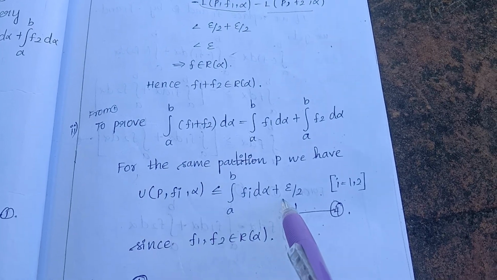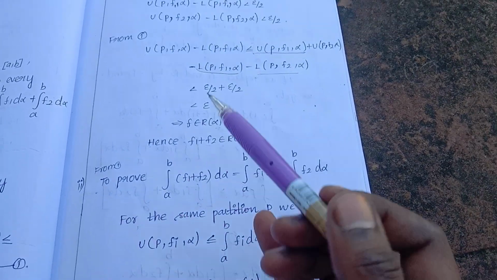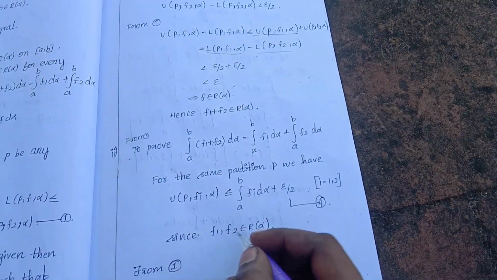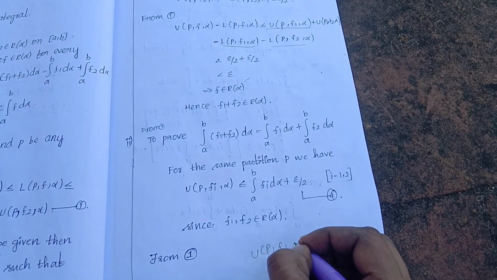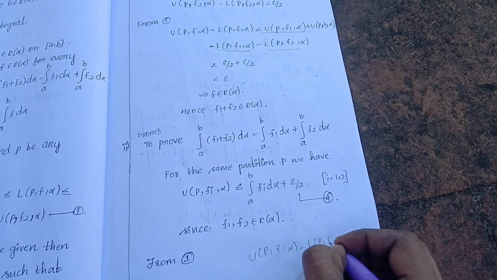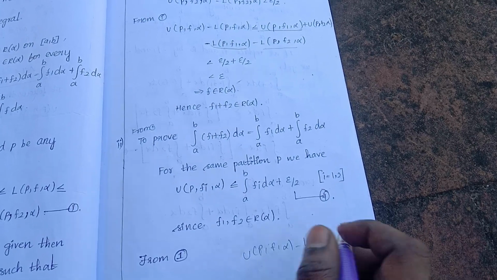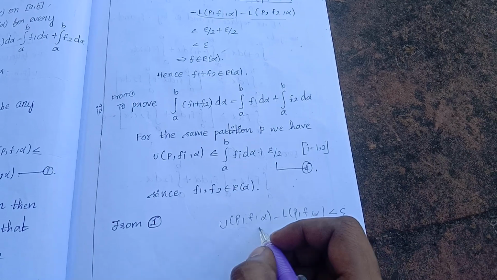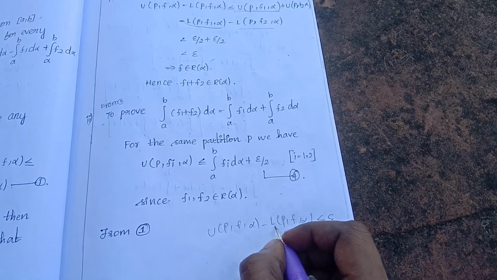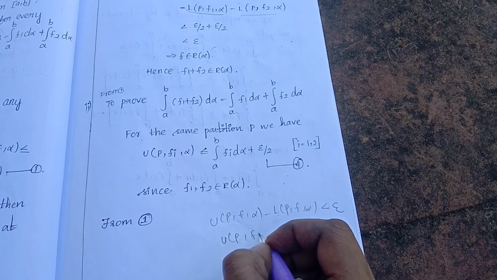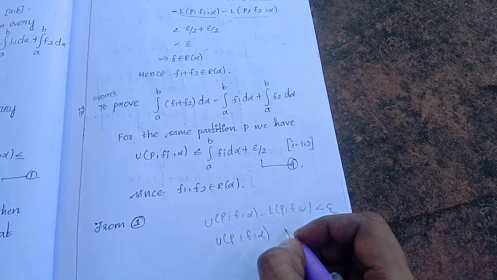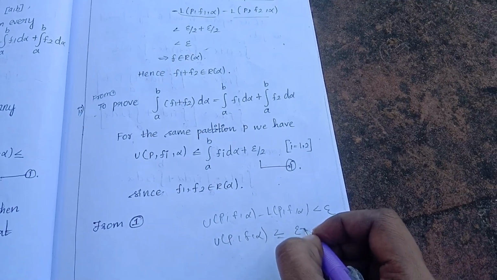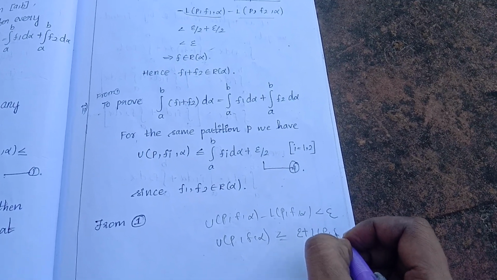So for some partition P, consider this general form: U(P, f, alpha) minus L(P, f, alpha) is less than epsilon. Here we consider two partitions, so we put epsilon by 2. Instead of U(P, f, alpha), we take the minus L to the other side, which gives less than epsilon plus L(P, f, alpha).